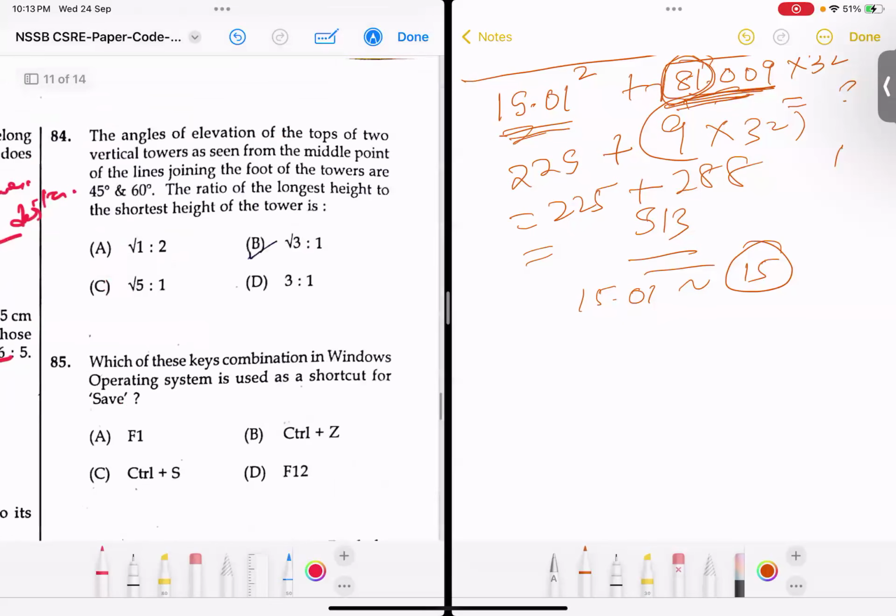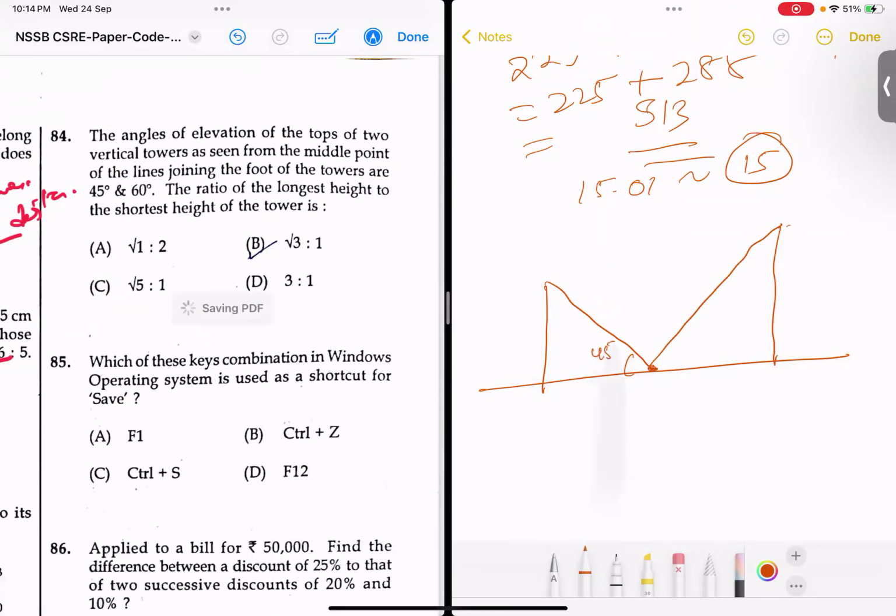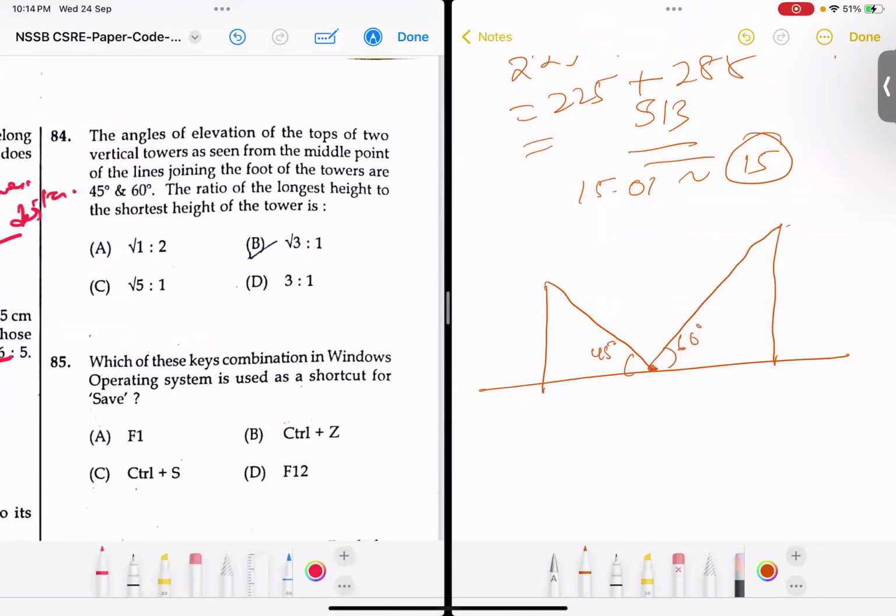The angles of elevation of the tops of two vertical towers as seen from the midpoint of a line joining the feet of the towers are 45 degrees and 60 degrees. And now there are two vertical towers. And then there's a midpoint. From this midpoint, we view the two towers. And we see that one is 45 degree and the other is 60 degree. Now we have to find the ratio of the longest height, say x is the longest one because it subtends greater angle, and the smaller one, right?